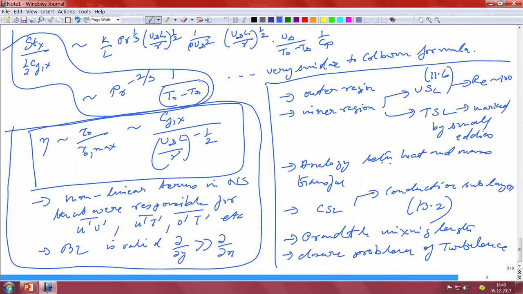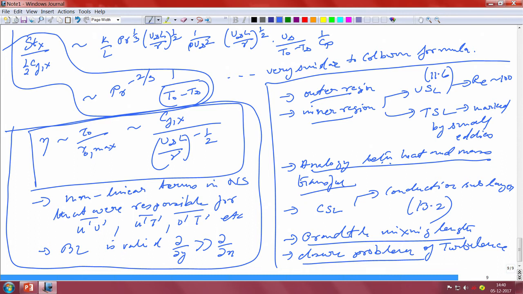Got it? Okay. So, the closure problem of turbulence and the Prandtl mixing length, everything we have been able to provide, analogy between heat and mass transfer, the inner region, the outer region. So, we have covered a lot of materials, especially in the external flow part.